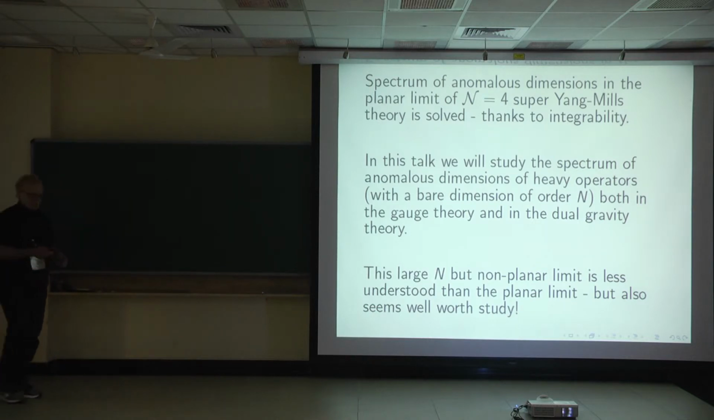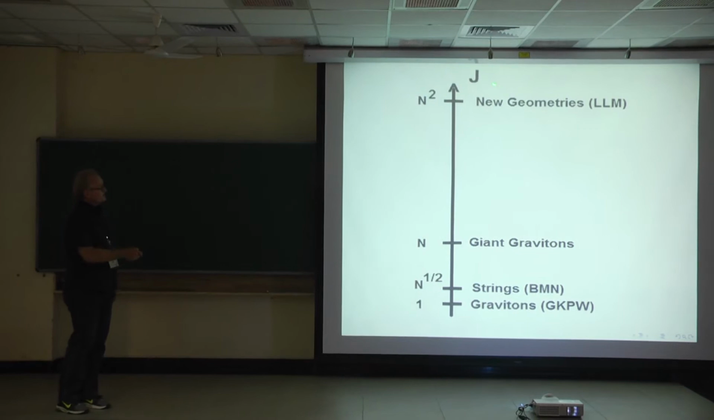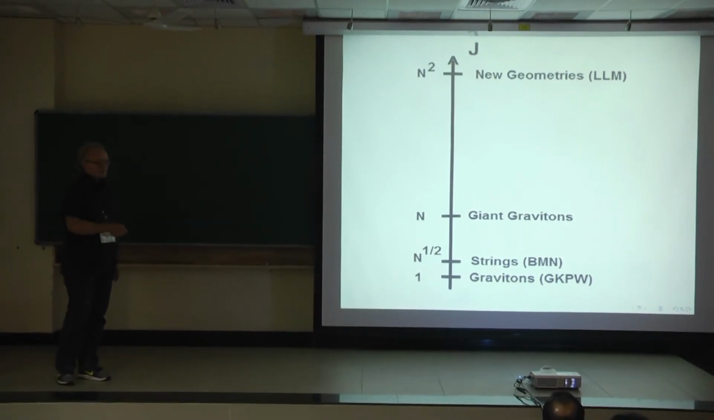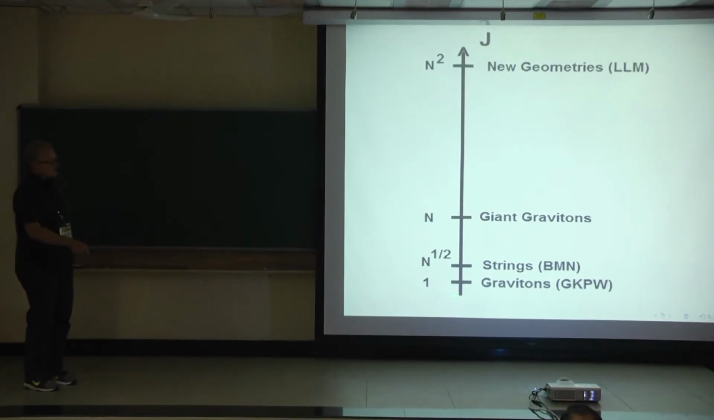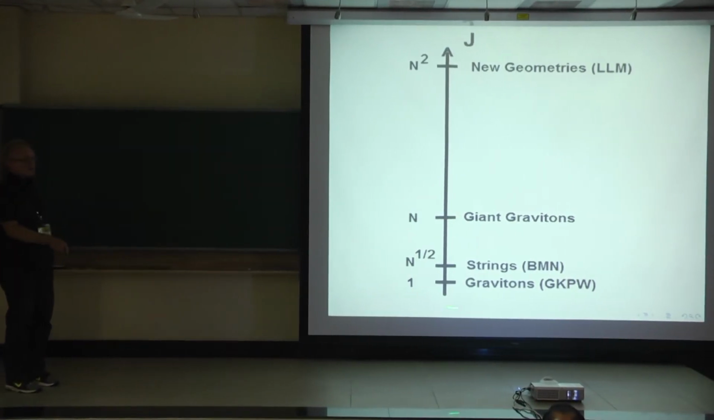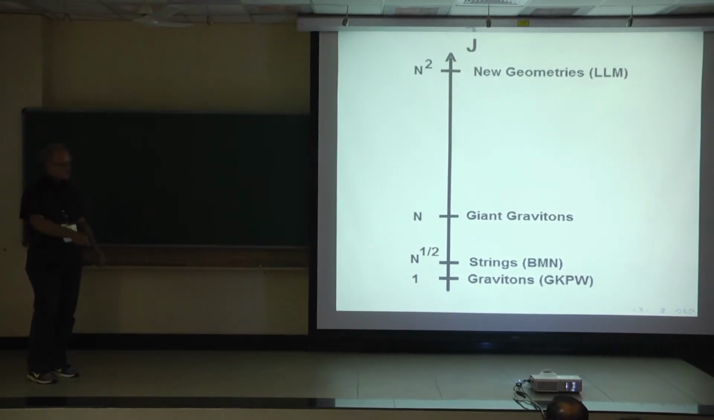So first of all, why is this an interesting question? I'm going to take my clue from the half BPS sector. What I've plotted here is the bare dimension of the operator, and in the half BPS sector, we understand this very, very well. So if you start off with operators with a dimension of order 1 or order root N, this is where the planar limit applies. So when you're focusing on the planar limit, you're studying things down here. And what you're studying in the dual gravity are strings and gravitons.